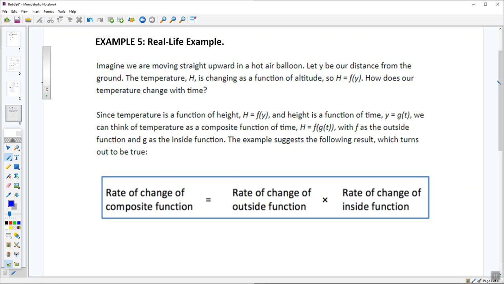Imagine we're moving straight upward in a hot air balloon. Let y be the distance from the ground. What happens to the air temperature as you move higher and higher up? It goes down. Anybody know why that's true?